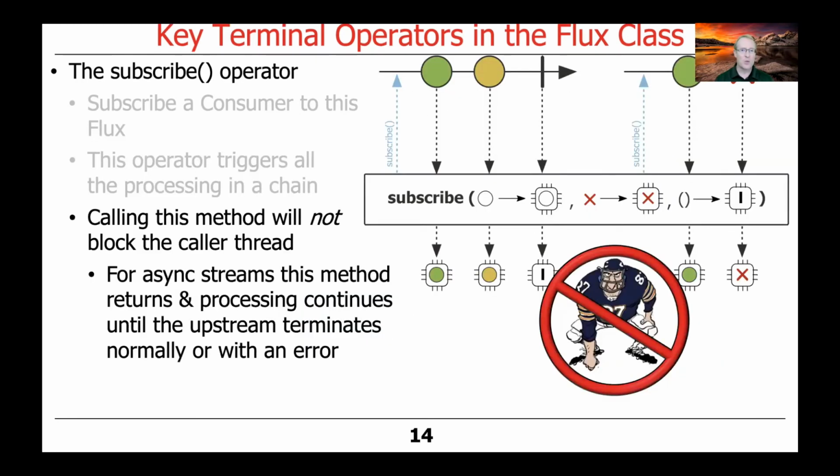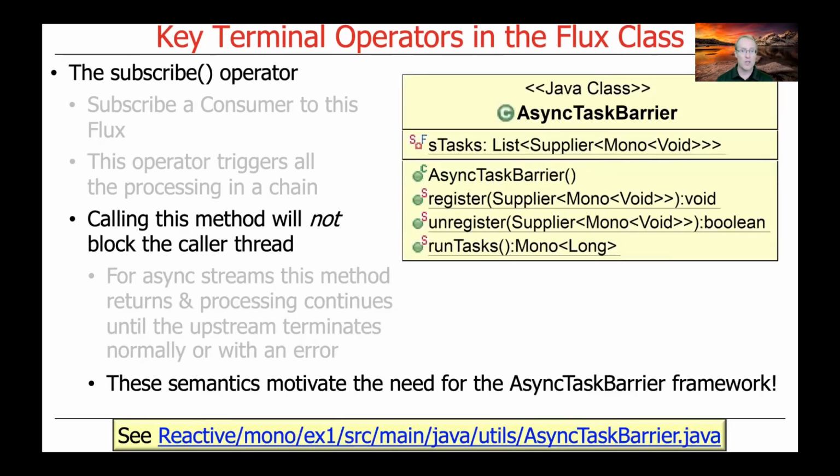Calling the subscribe method will typically not block the caller thread. Now, this is a little bit subtle. If you only have synchronous operations, then subscribe may not return until all the processing is done. But most normally, we use subscribe with asynchronous operations, and we'll talk a lot more about those later, using various concurrency operators like subscribeOn or publishOn. So if that's the case, then for these async streams, the subscribe method will return right away, and then the processing will continue running in the background until the upstream terminates normally or an error occurs. So you have to be prepared for the case where subscribe returns right away.